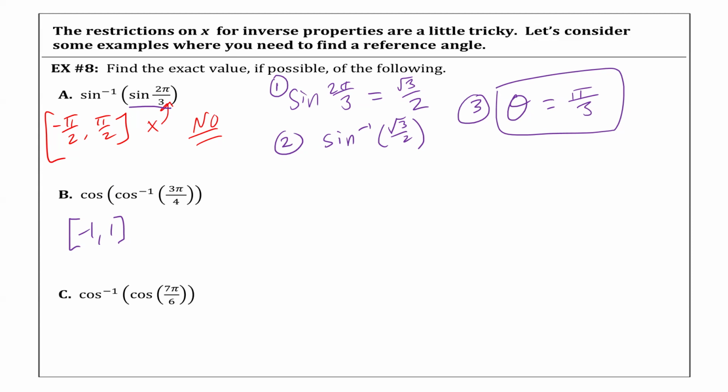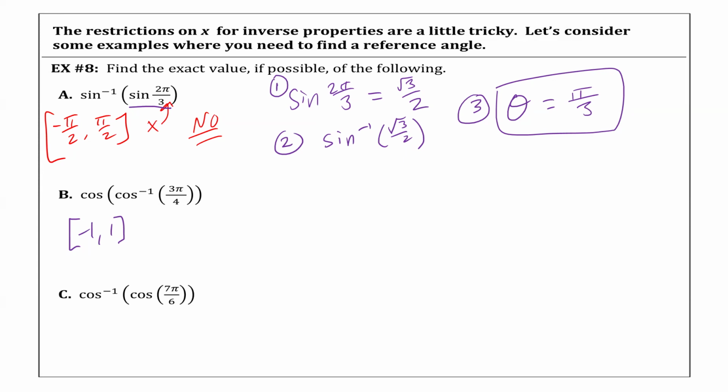3 pi over 4 does not, because think about it. What is pi numerically? What's the value of pi? 3.14. And what is 3 times 3.14? And then you divide. Does it fit in that interval? No, it does not. And because it doesn't fit in that interval, I'm going to tell you.